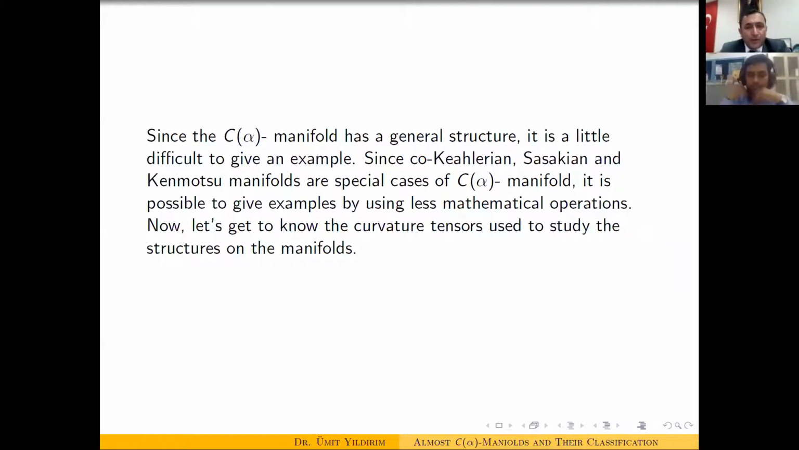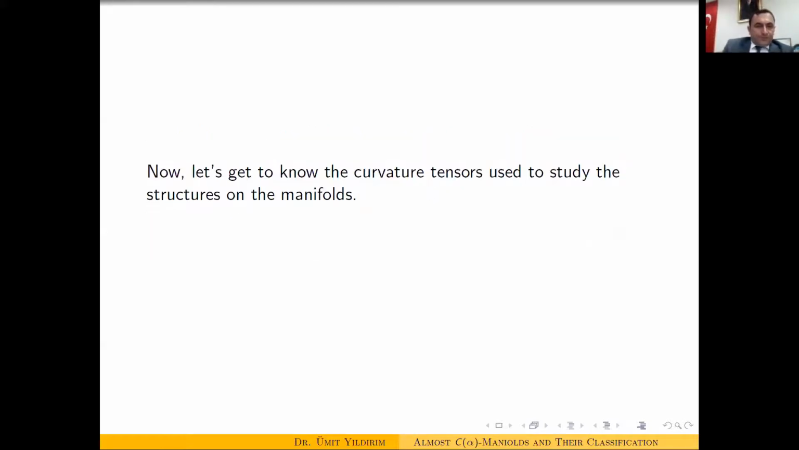Since the C alpha manifold has a general structure, it is a little difficult to give an example. Since the co-Kählerian, Sasakian, and Kenmotsu manifolds are special cases of C alpha manifolds, it is possible to give examples using less mathematical operations. Now, let's get to know the curvature tensor used to study the structure on manifolds.